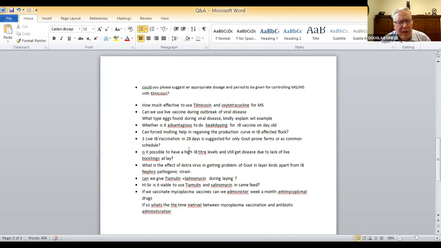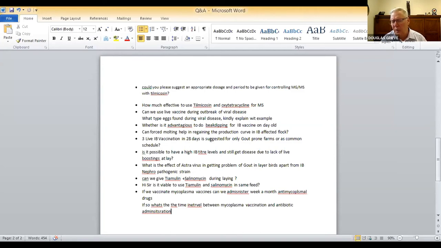Can we use live vaccine during a viral outbreak? What type of eggs are found during a virus disease, and explain? It depends on which virus disease we're talking about. If it's bronchitis, and with a commercial laying flock that's always one of the most important ones we would deal with, this is talking about using live vaccine during an outbreak. I would say with bronchitis, it's probably very difficult to do that and see anything.